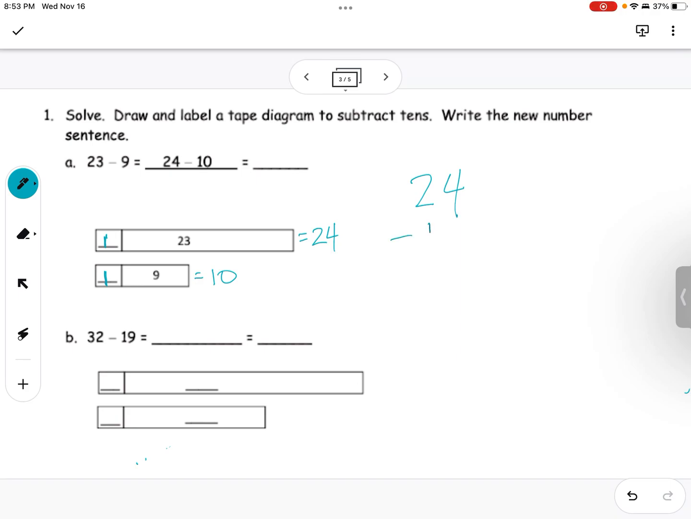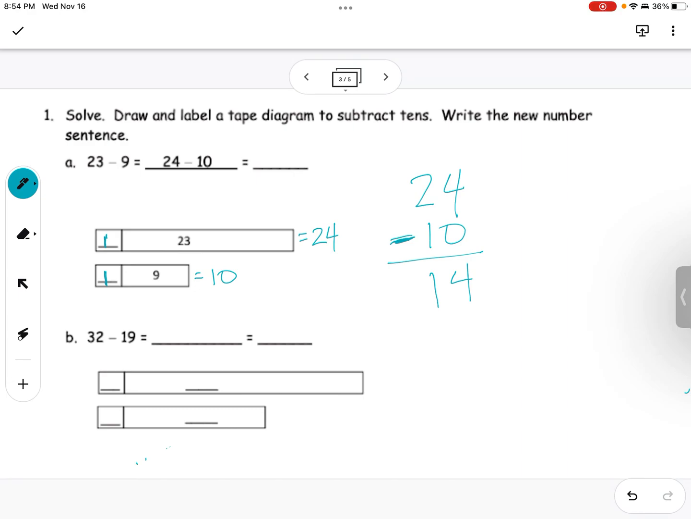So 24 minus 10. And remember, you have to make sure that you've lined up your ones with your ones, your tens with your tens. But now we're ready to subtract. So 4 minus 0 is going to equal 4. 2 minus 1 would equal 1. So 24 minus 10 equals 14. So that means that we should be able to subtract 23 minus 9 to find the difference of 14.